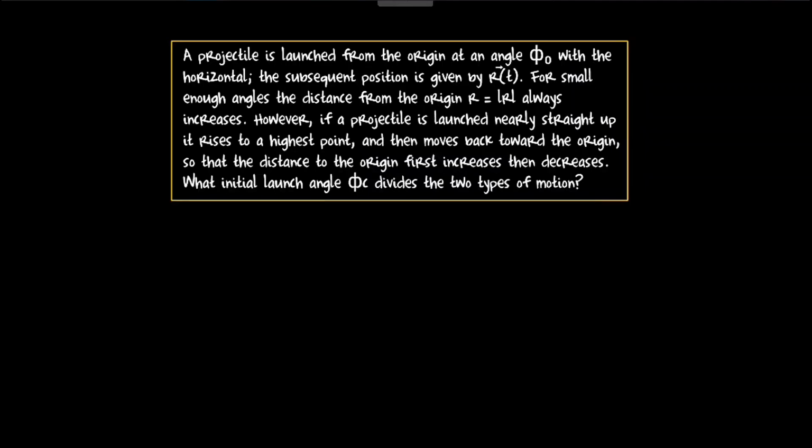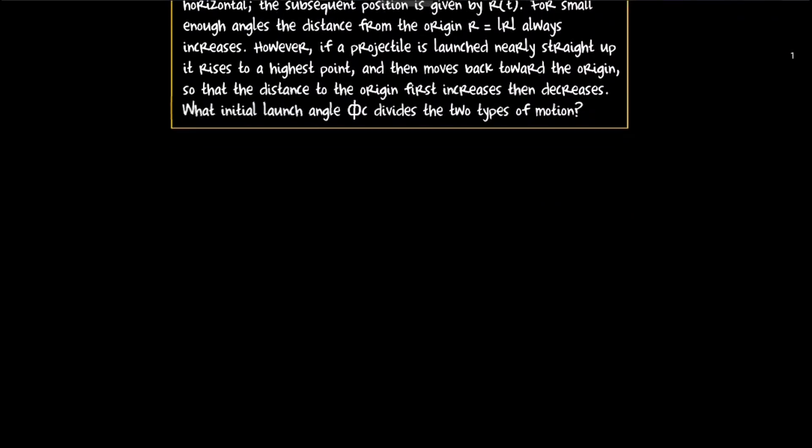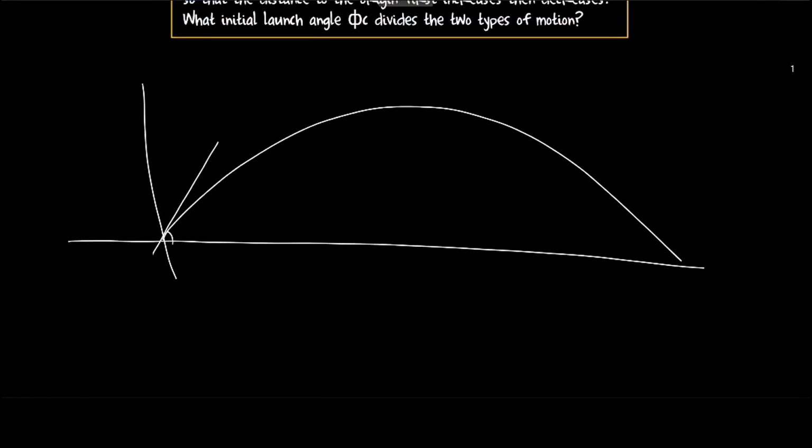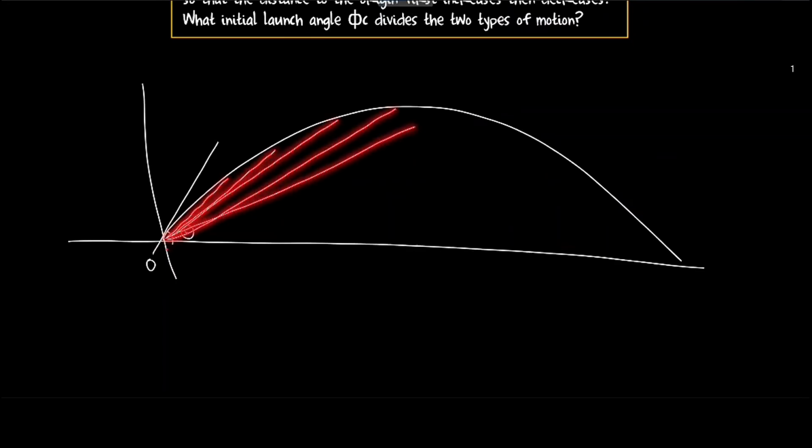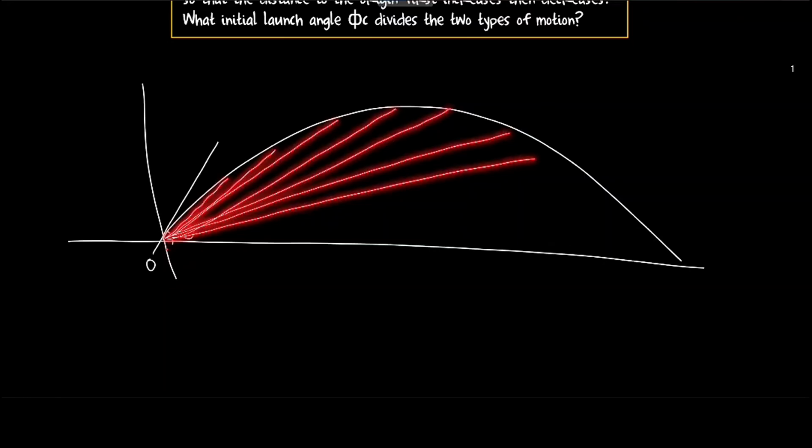In this video, I'm going to be showing you guys how to find the critical angle for a projectile. This is the question, and it is basically asking us to find that critical angle. Whenever we throw projectiles, the projectiles usually keep on increasing in distance from the origin. So this being the origin, O, let's just say first the distance is this much, and then we see that the distance keeps on increasing, right?